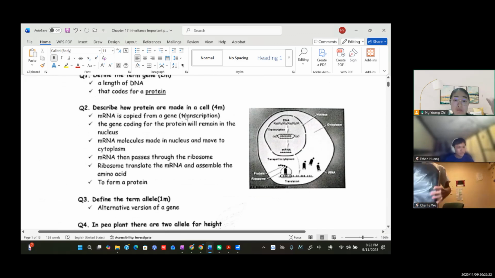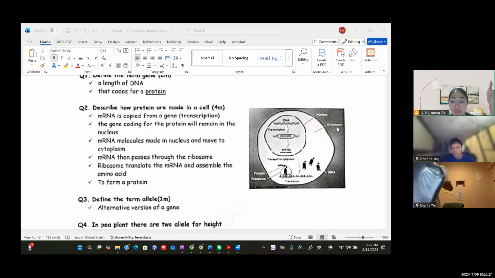Transcription, you should write this term, transcription. So the genes coding for the proteins just remain in the nucleus, right? And then the mRNA molecule is made in the nucleus, and then moves to the cytoplasm. Then the mRNA passes through the ribosomes. The ribosome will translate. So you can see, ribosomes undergo translation. When they undergo translation, they join the amino acids together, becoming a polypeptide chain. So this is how they form the proteins at the end.